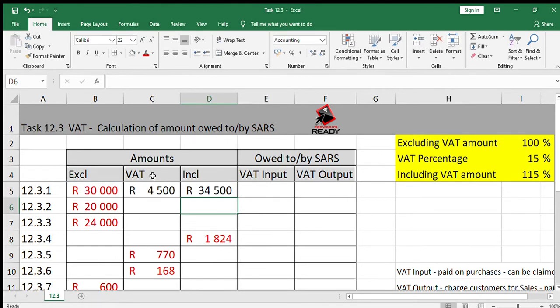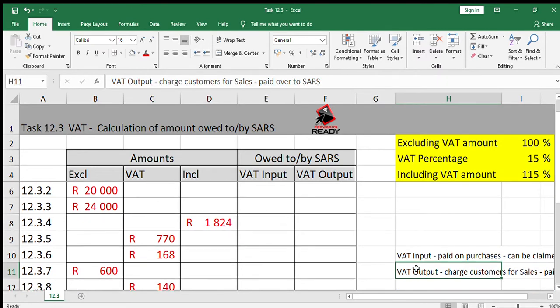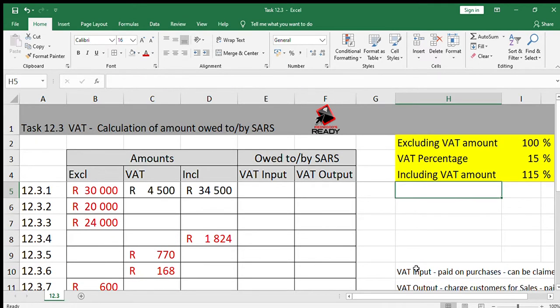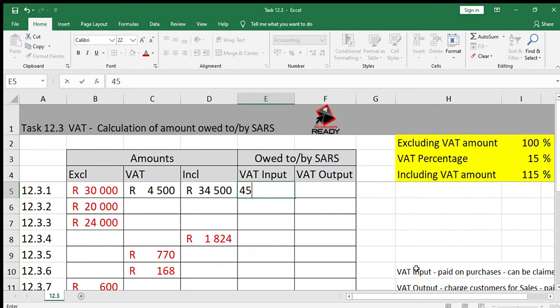Now the VAT amount is 4,500. We need to decide whether it's VAT input or VAT output. If you look at these definitions I gave you, VAT input is paid on purchases and VAT output is charged to customers for sales. So this is definitely purchases because she bought goods on credit from her suppliers. So I'm going to put the 4,500 only in the VAT input column. Then we're going to go on to 12.3.2.